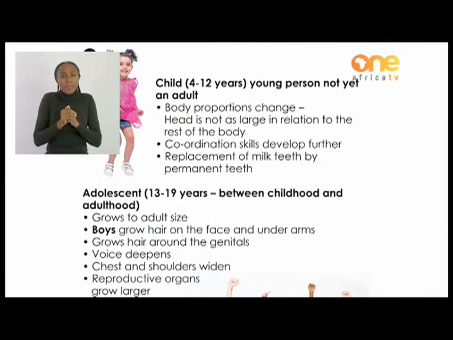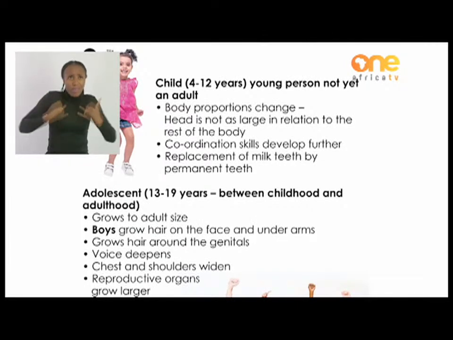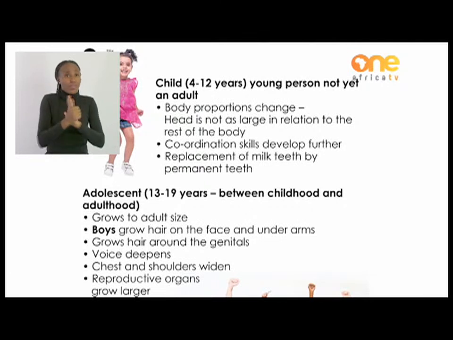Their coordination skills develop further. So here is where you find a lot of them trying to have their own favorite sport codes. This is where they develop some of the skills. They become masters of some skills. They name themselves after celebrities because of what they like doing.